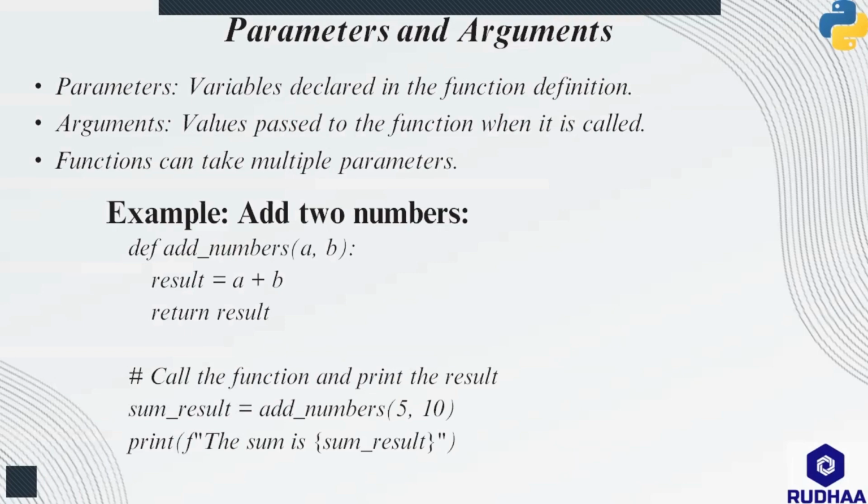These A and B are called the parameters, and arguments are the values that are passed to the function. For example, here it is given as 5 and 10. So these are the arguments. Functions can have multiple parameters or multiple arguments. When coming to arguments, there are different types such as default argument, keyword argument, positional argument, and arbitrary arguments. Depending upon the program requirement, we can use any type of argument.